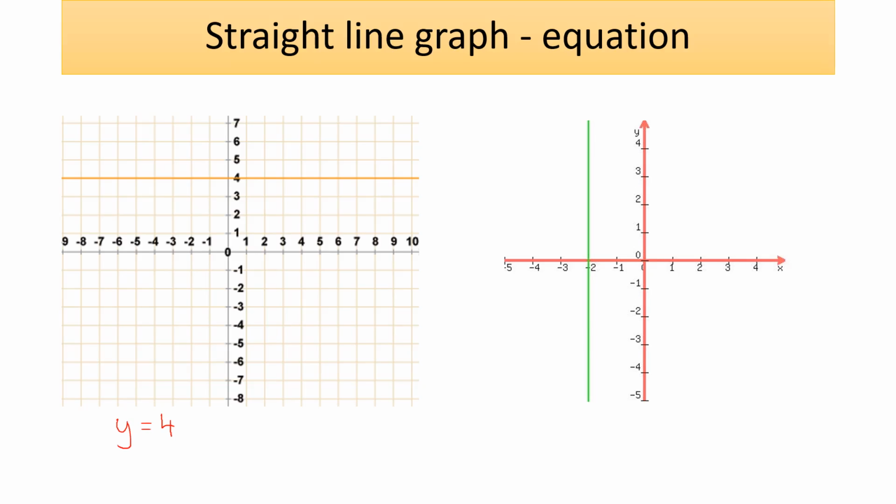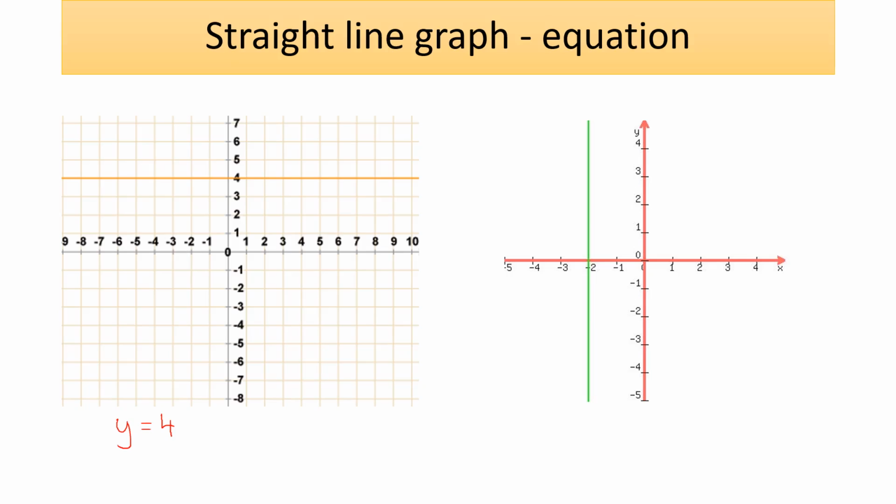Okay, now the reason why sometimes it's a little bit confusing is because this line is parallel to the x-axis, and that's why sometimes students think that it's going to be x equals 4, but it's actually y equals 4. It goes through the y-axis, okay, so it's y equals 4.